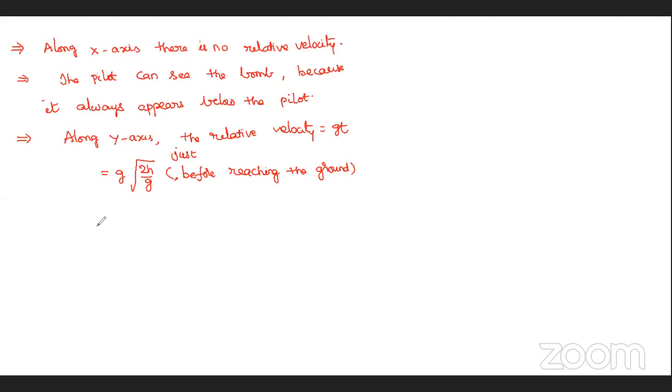Here that is equal to g is 10, root of 2 times h is 250 divided by g is 10. Taking 25 out, that is 50 root 2. What is this relative velocity? Sorry, meters per second.